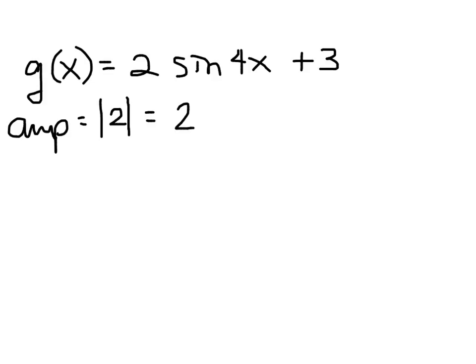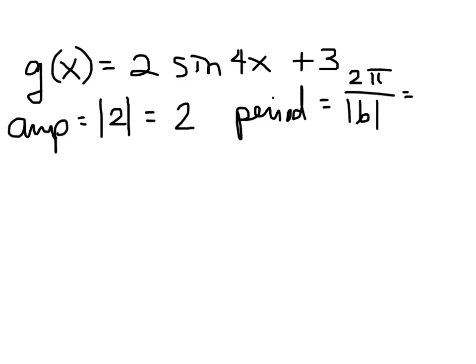How do you find your period? It's 2 pi over the absolute value of whatever is in the b. That's not a 6, that's a b. Some of you asked that the other day, whether that's a 6 or a b. So in this particular case, what number is in the b position? 4. What's 2 over 4 reduced to? 1/2. So that's pi over 2.